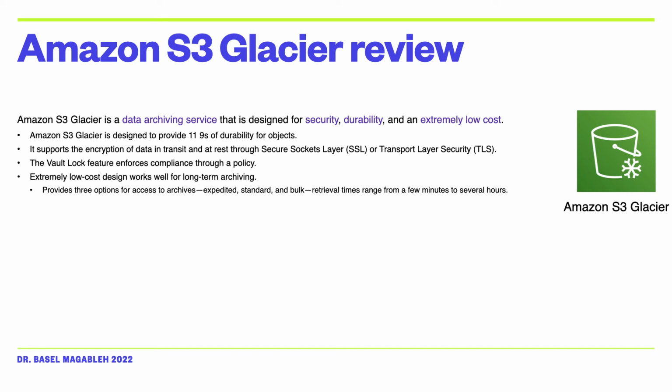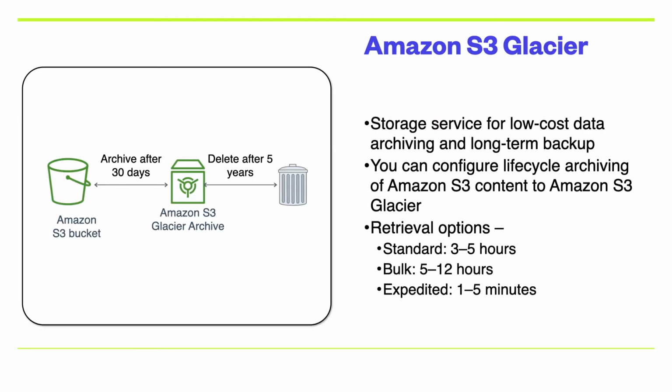There are 3 types of retrieval in Glacier: expedited, standard, and bulk. With expedited, you can expect the file in a few minutes. With standard, it will be from minutes to hours. With bulk, you are going to wait for a longer time, maybe 12 hours or more. You could also use Amazon S3 Glacier with the lifecycle policy of S3. So you can move the data into Glacier after a certain number of days, for example 30 days, and then delete it completely after 5 years.